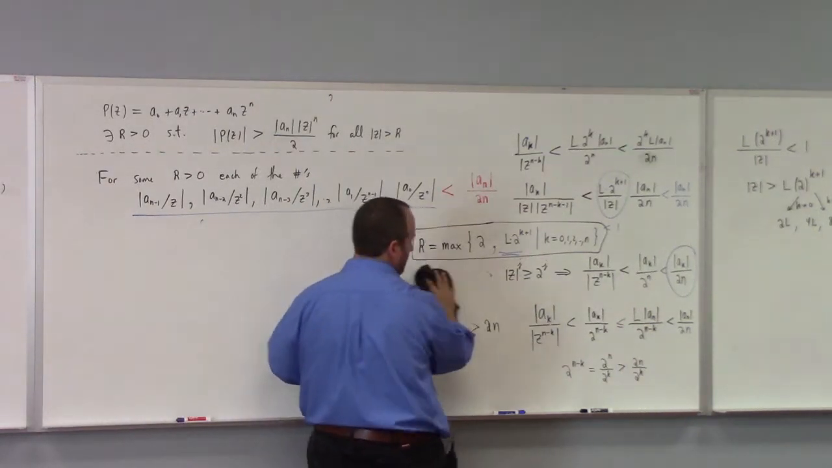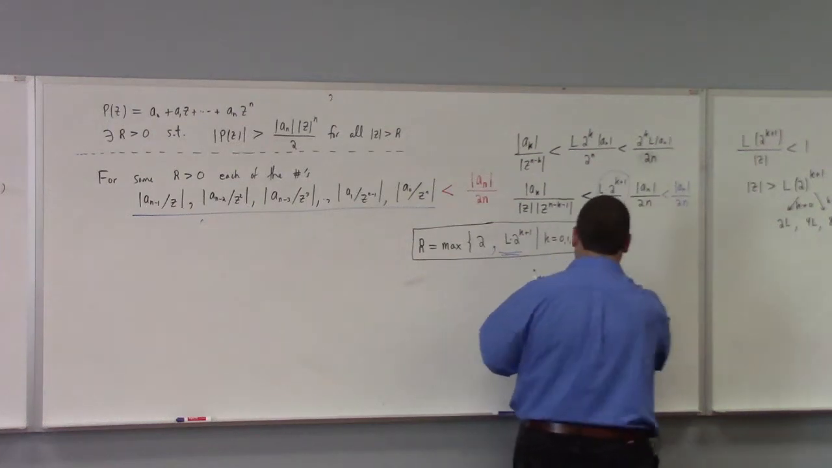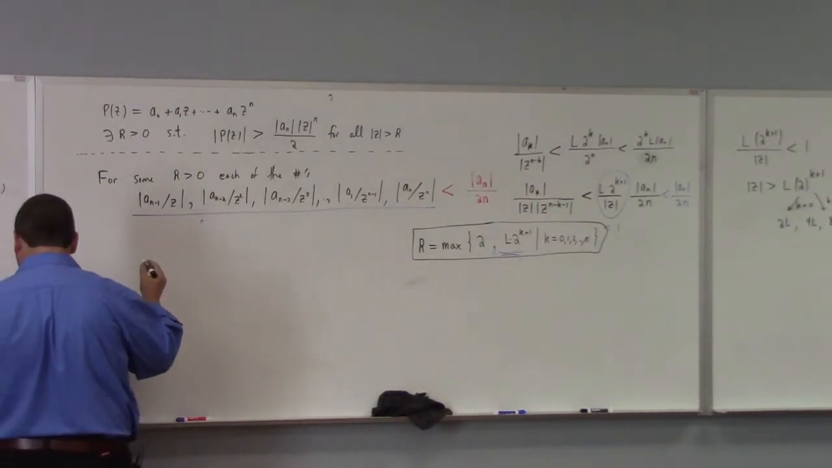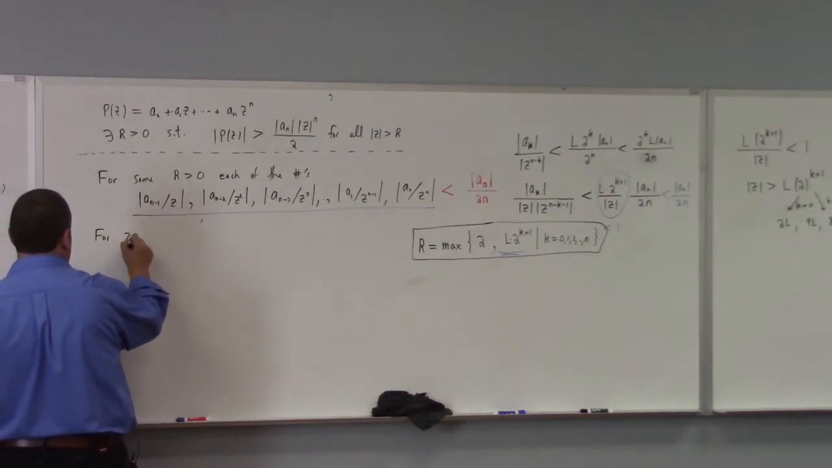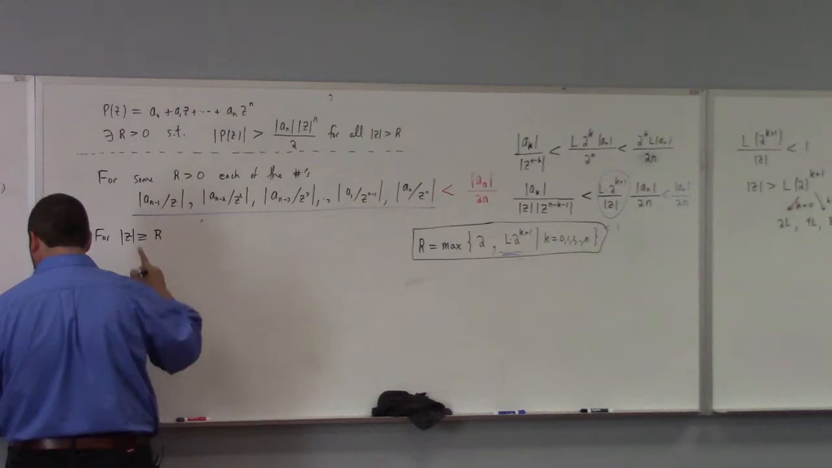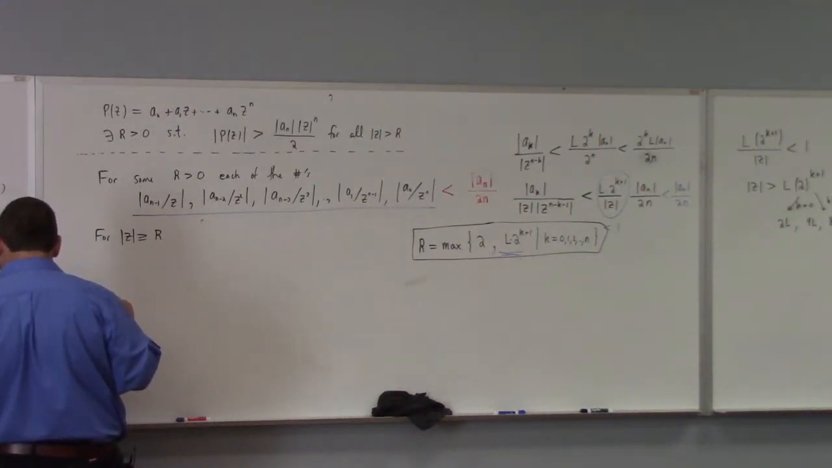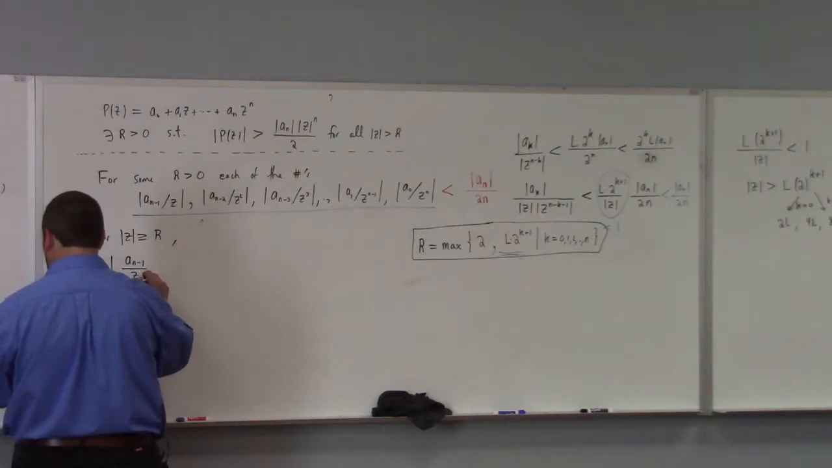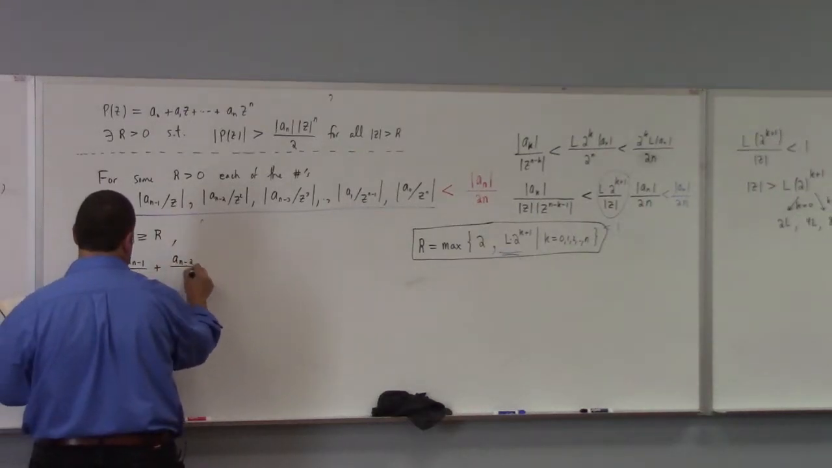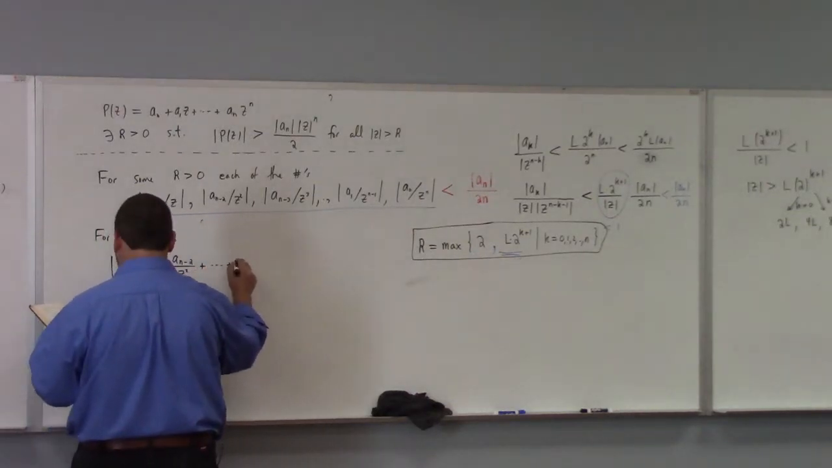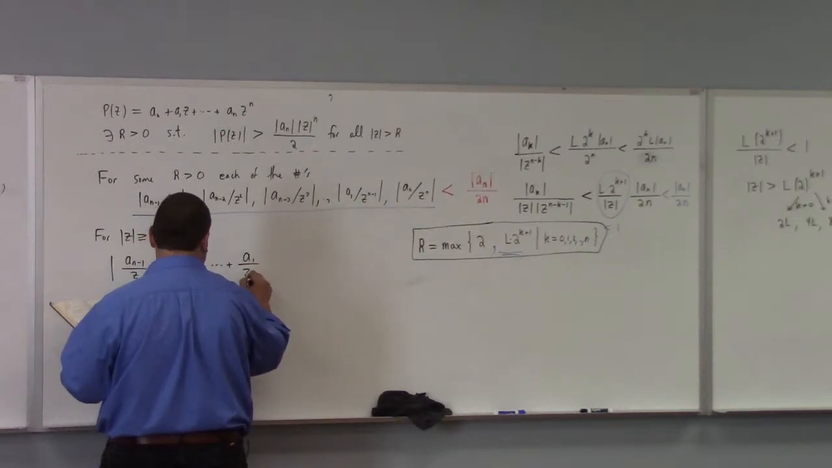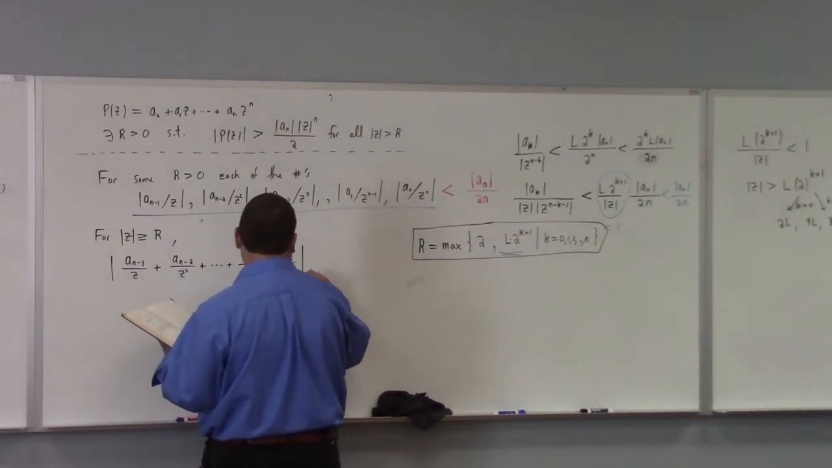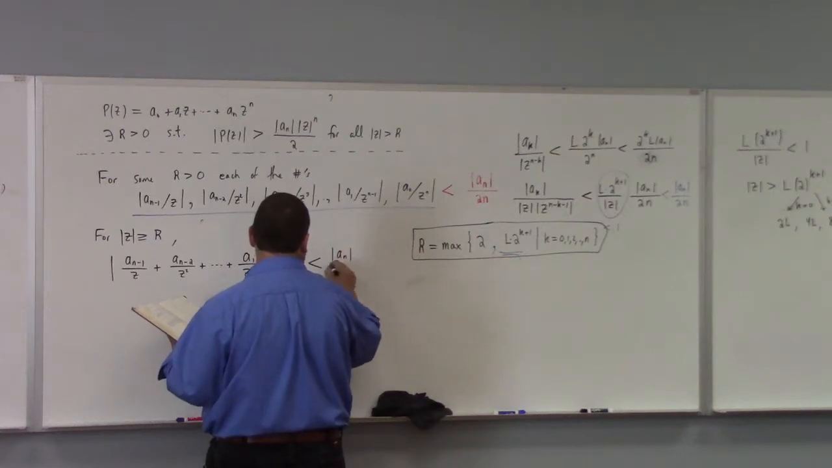So, what comes next then? For the modulus of z greater than or equal to r as defined there, hence we have, and here's what he points out, a sub n minus 1 over z plus a sub n minus 2 over z squared plus dot dot dot plus a sub 1 over z to the n minus 1 plus a sub naught over z to the n, the modulus of which is less than, he says, the modulus of a sub n over 2.